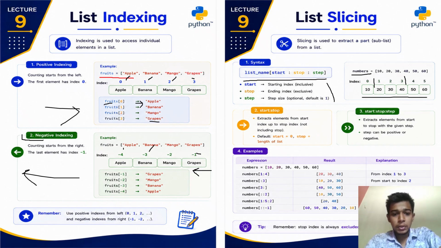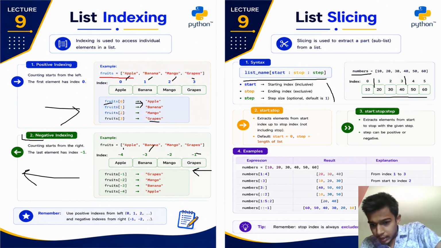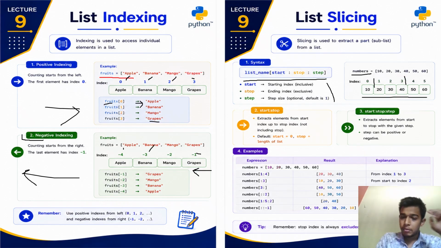Now, in the fourth example, you can see there are double colons. Both start and stop are empty. Here the step is 2. So Python skips every alternate element and it will print 10, 30, 50. You can see every alternate element is skipped. Like you can see 20 is skipped, 40 is skipped, 60 is skipped.